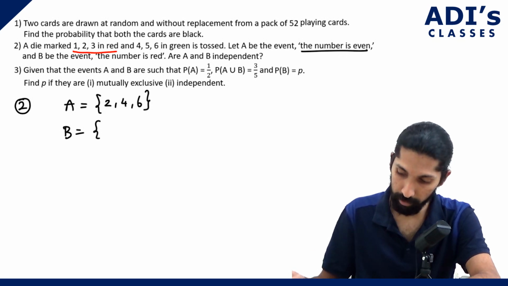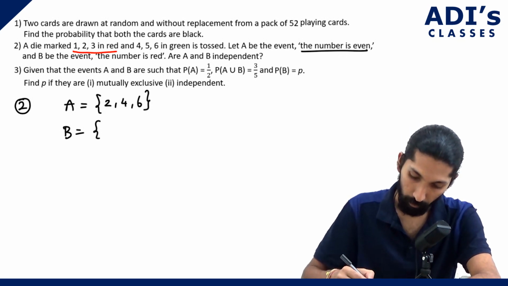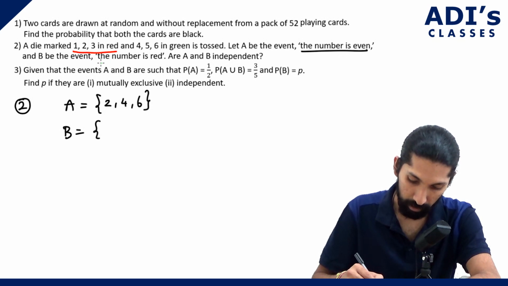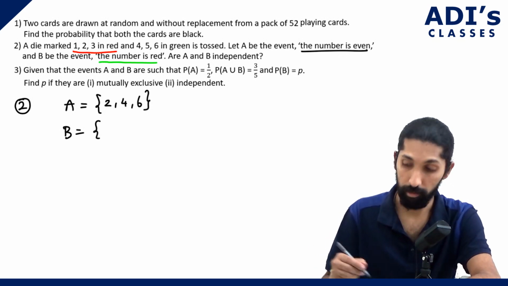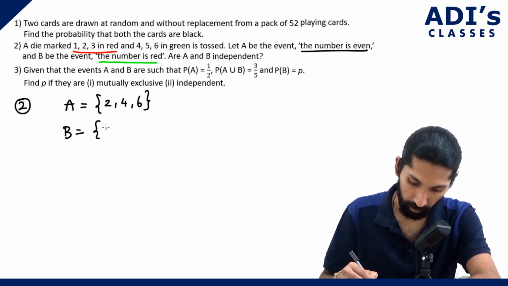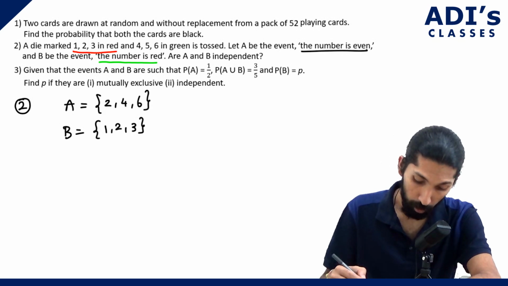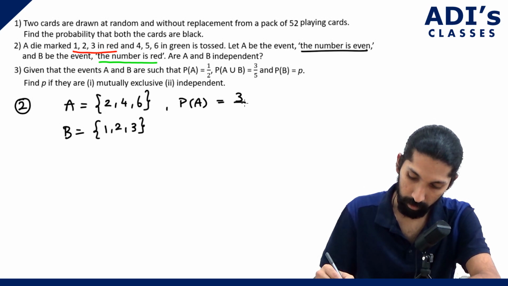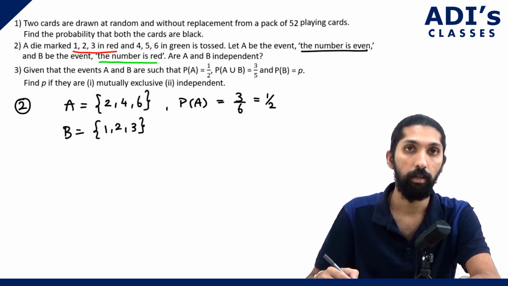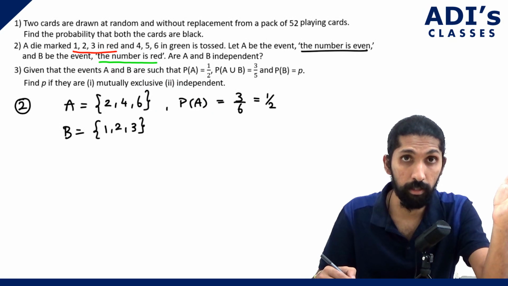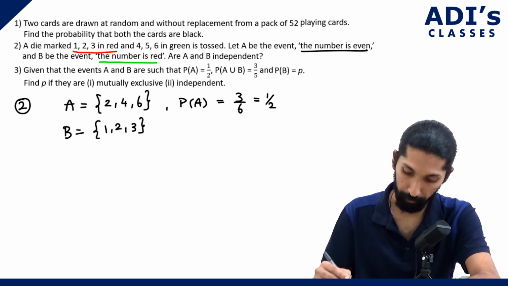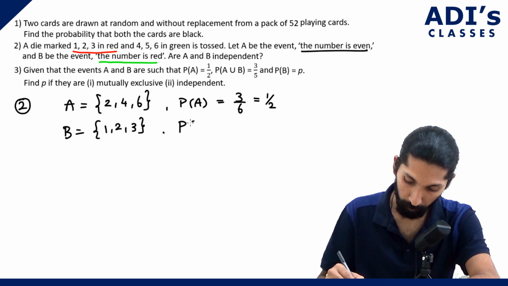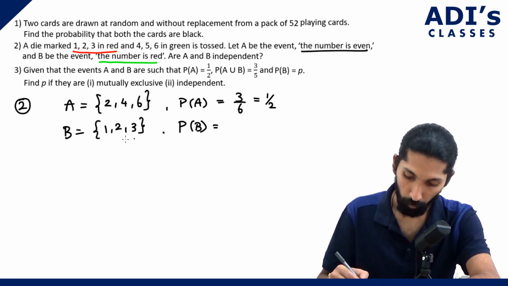And event B is what? Event B is basically, you are going to write, the number is in red, correct? So we have the numbers in red are what? 1, 2 and 3. Make sense? So probability of A is going to be 3 out of 6. That's 1 out of 2, correct? There are 3 even numbers out of 6 numbers in a die. That's going to be 1 by 2. Likewise, P of B is going to be 1, 2, 3. That's 3 out of 6. That's 1 by 2.